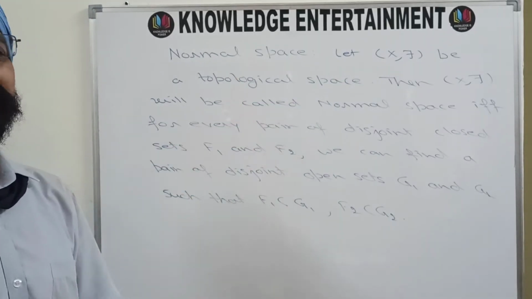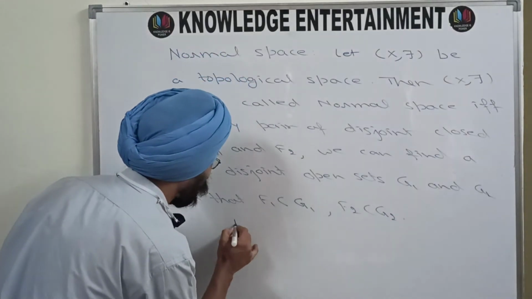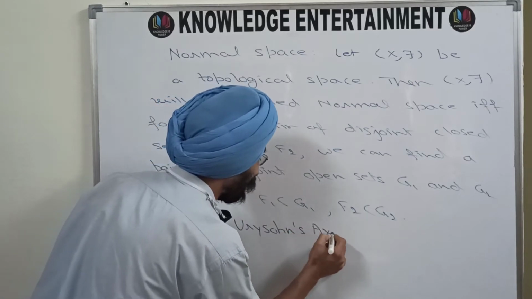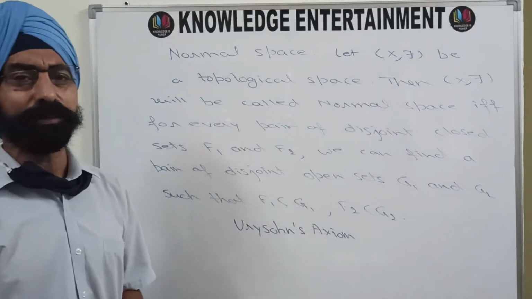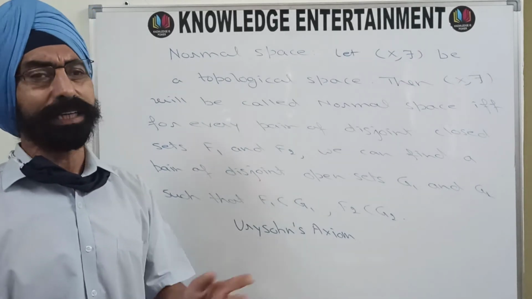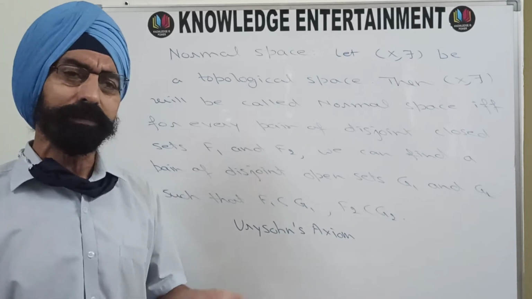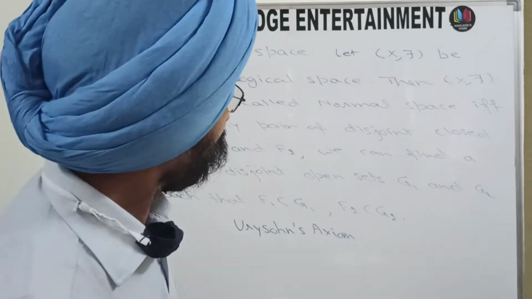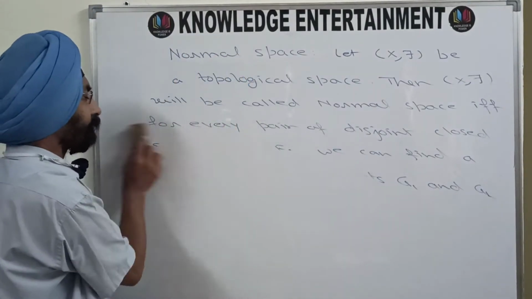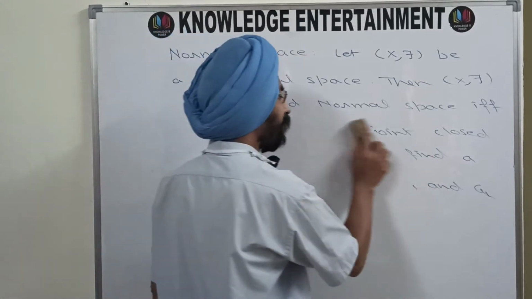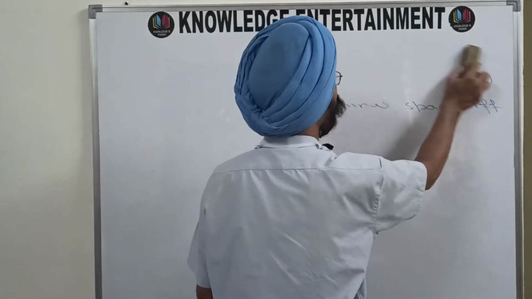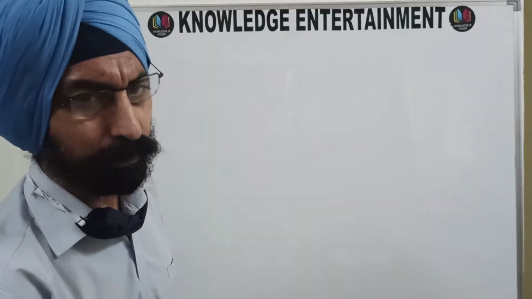This axiom is known as Urysohn's axiom. So this is an axiom given by Urysohn that for any two disjoint closed sets F1 and F2, there exist two disjoint open sets G1 and G2 containing them, then the space will be called normal. Just before giving this definition, I told you that if a space is normal as well as T1, then it is called a T4 space.